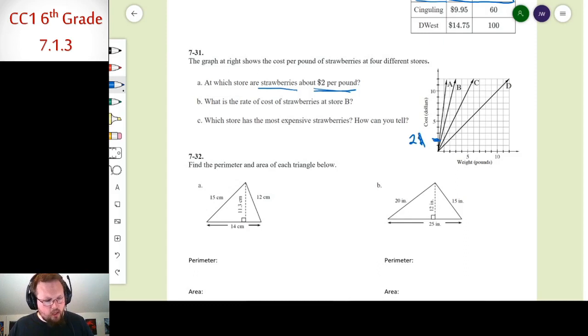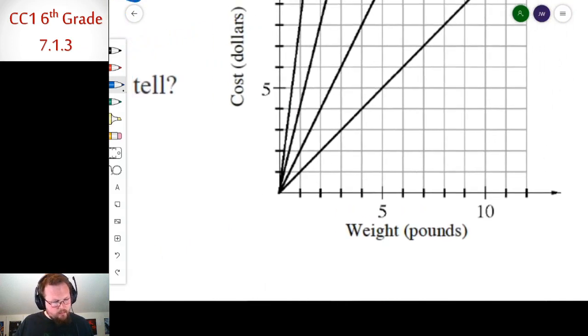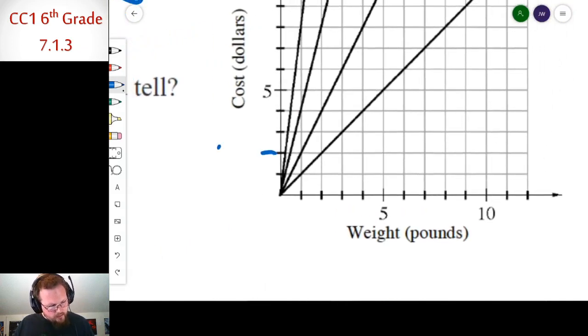Again, $2 means that it's the dollar value on top per pound on the bottom. LB is a shortcut for pound, by the way. And then you look at this graph, and I'm going to zoom in as close as I can on this. The $2 mark is right there. The 1 pound mark is right here. There is only one line that goes through both of those spots.